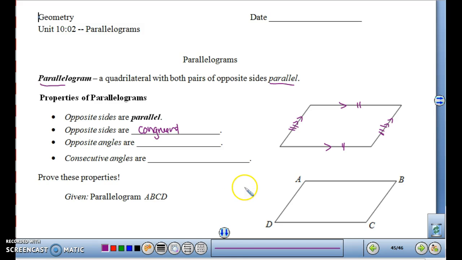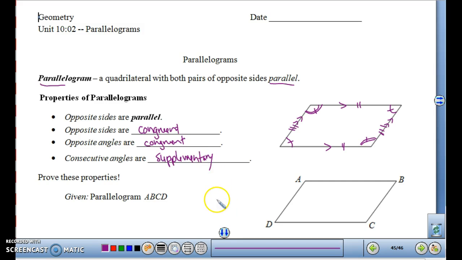Opposite angles are congruent. So if I have this angle, the angle that is across from it is also congruent. So this angle is congruent to this angle. And the other pair are also congruent. This is congruent to this. And also consecutive angles. Remember, consecutive means next to. Consecutive angles are supplementary. This angle and this angle add up to 180 degrees. They are supplementary.